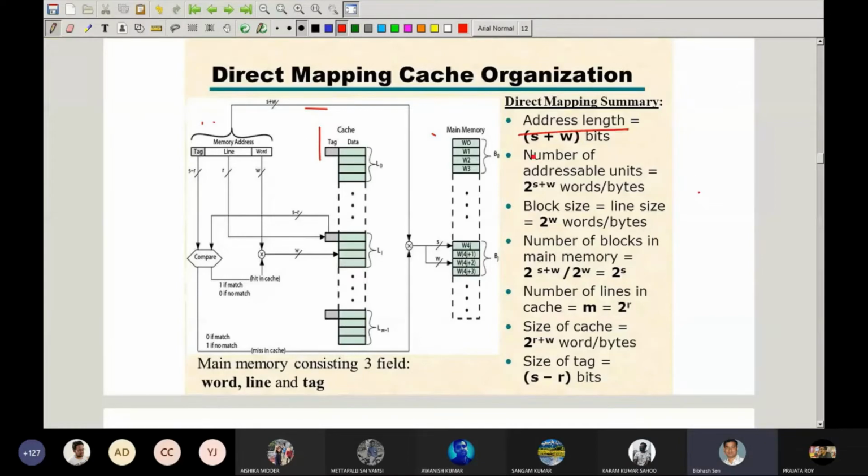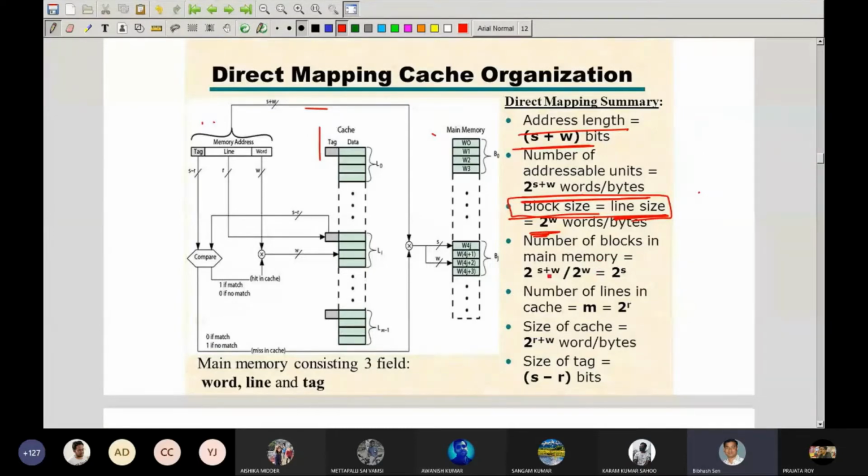Now address length is s plus w. The number of addressable units is 2 to the power s words per byte. Block size is equal to line size. That is a very important parameter for our computation. That is 2 to the power w words per byte.